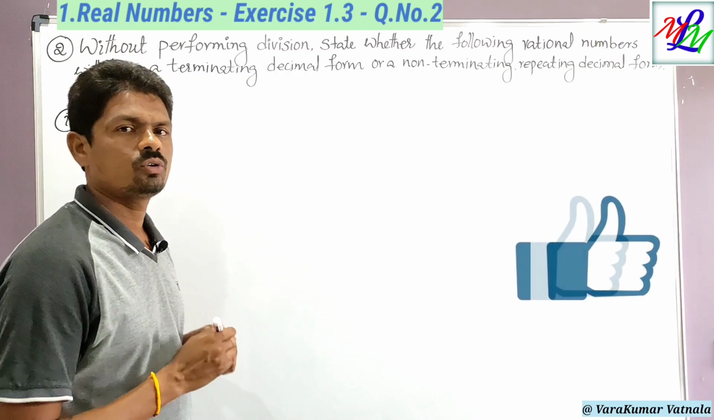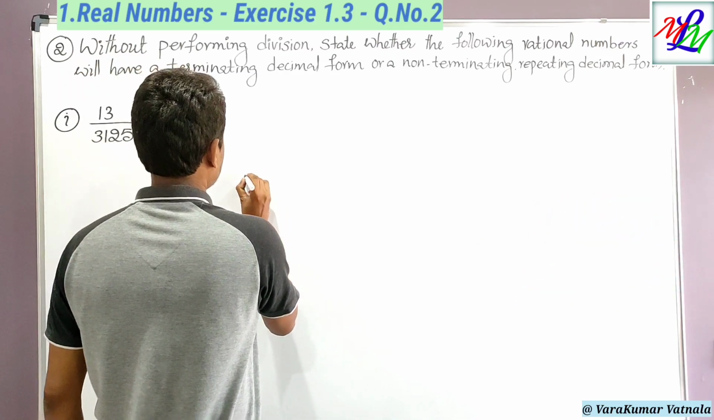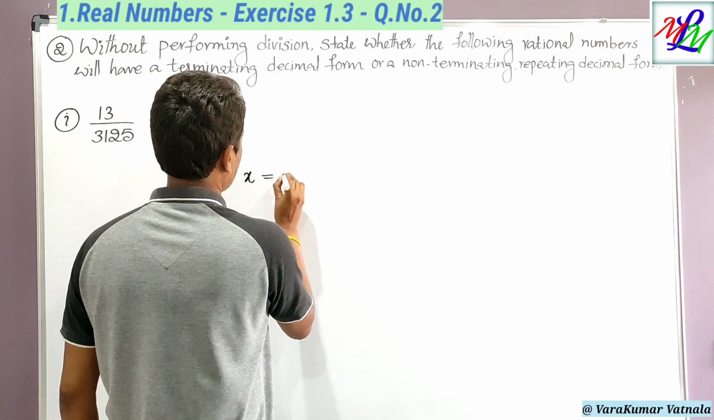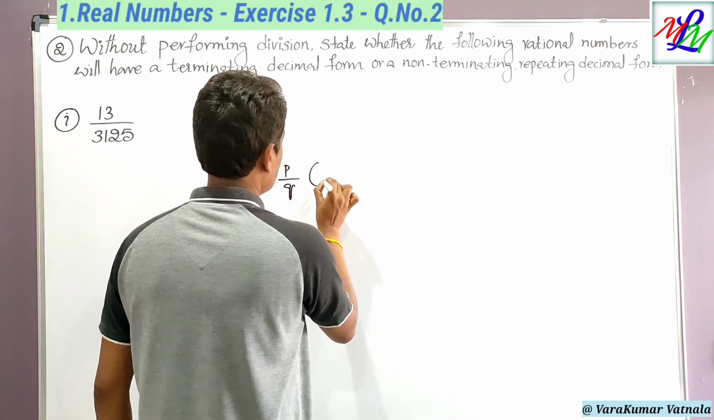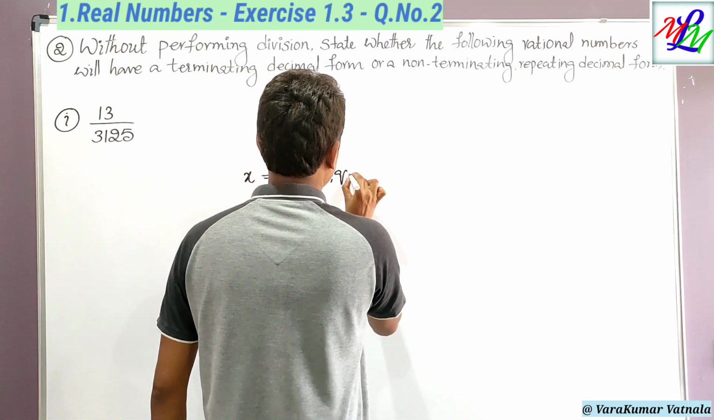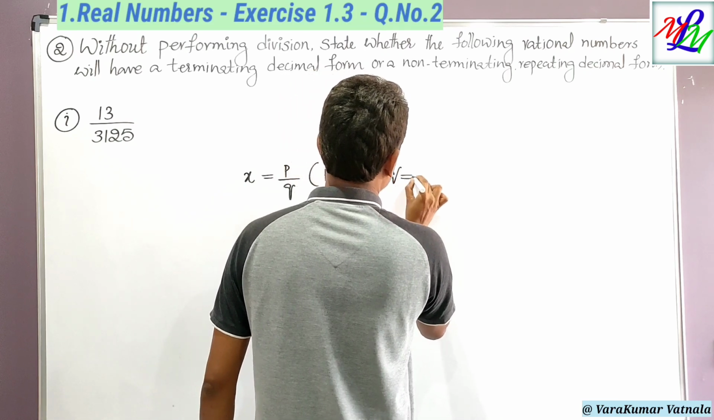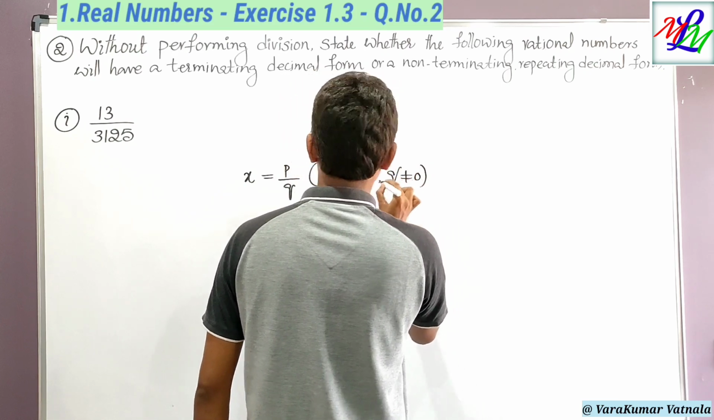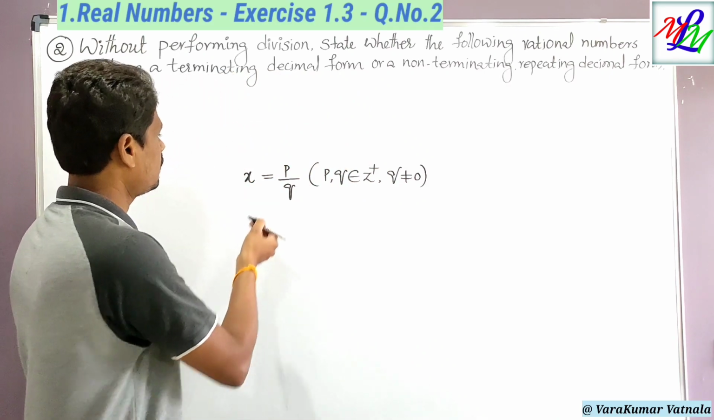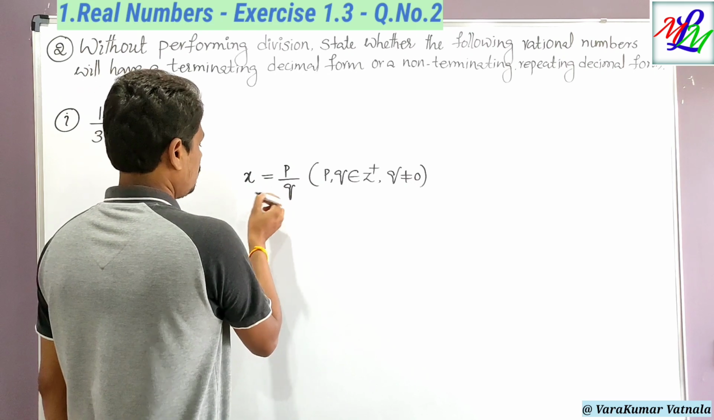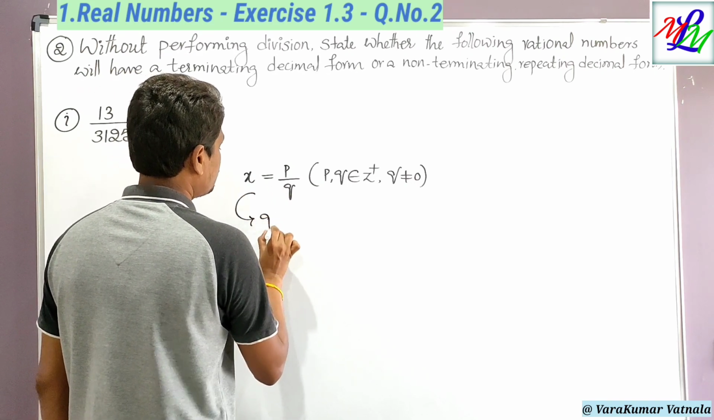See student, before going to solve the problem, let x be a rational number and x can be written in the form x is equal to p by q. Here the condition is p, q are positive integers and q is not equal to 0. If q is equal to 0, it becomes p by 0, that is indefinite form. So here x is equal to p by q, and in the given rational number, we have to observe the prime factors of q.